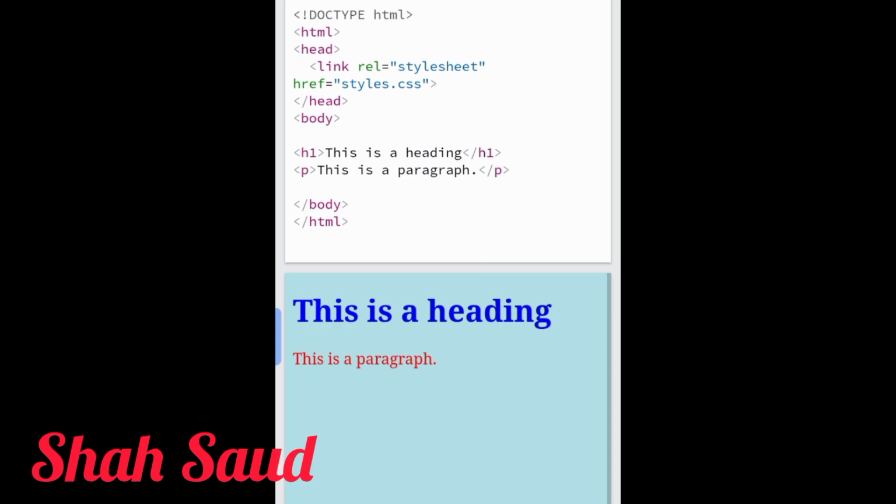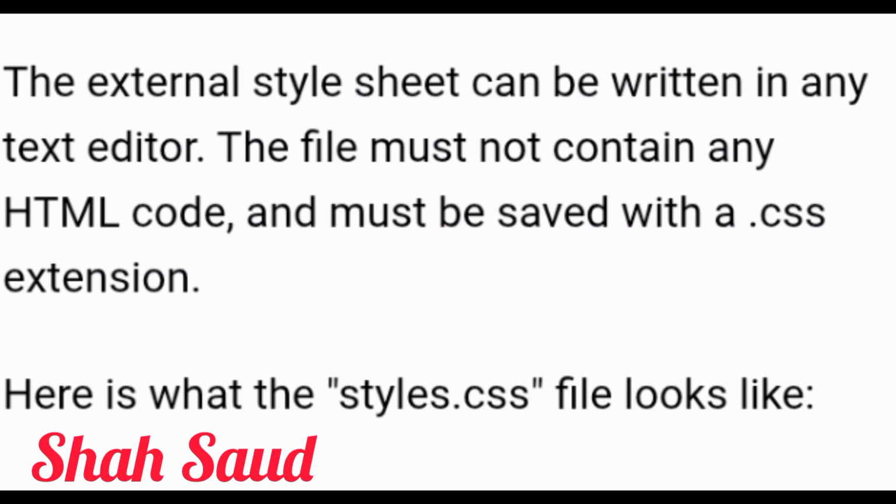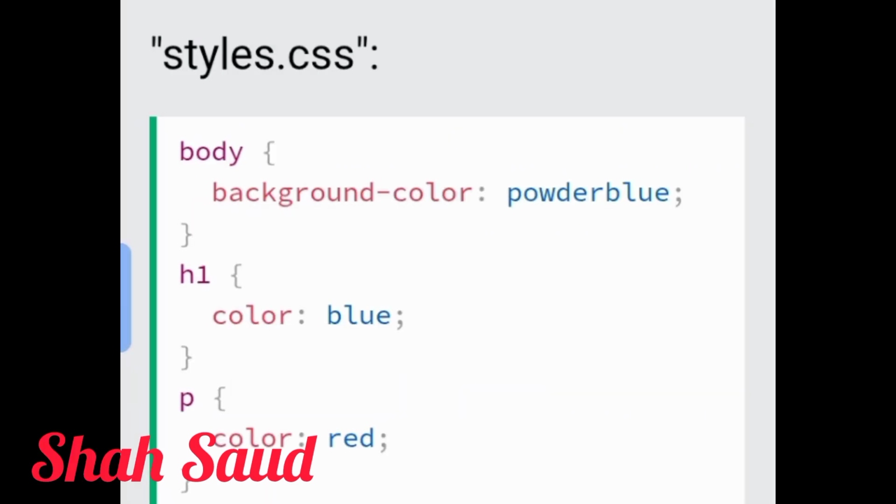And here you can see that inside the head there is a link element, and link has rel, the relationship, and after that stylesheet, and after that href, which means a link, and the link is equal to styles.css. That is, the browser will go to styles.css and will get this type of result. The external style sheet can be written in any text editor. The file must not contain any HTML code and must be saved with a .css extension.